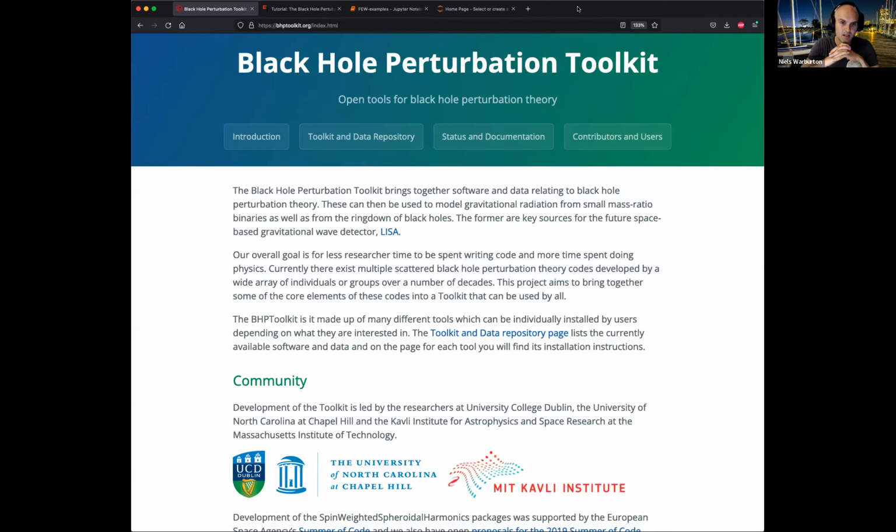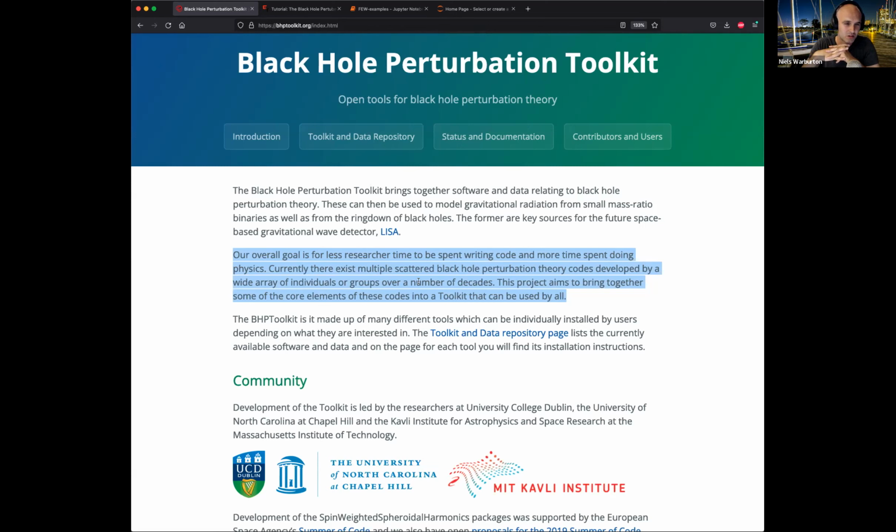So today I will be talking about the toolkit, following on from Barry's talk earlier, giving some actual examples of it in use. I'll just briefly remind what the toolkit is and what its goals are. I think that's really well summarized by this paragraph here on the webpage at bhptoolkit.org. And the goal of the toolkit, just like with the Einstein Toolkit, is to really reduce the amount of time spent writing code and spend more time doing physics.